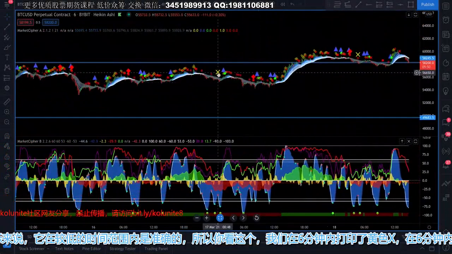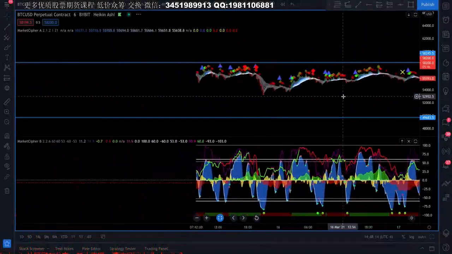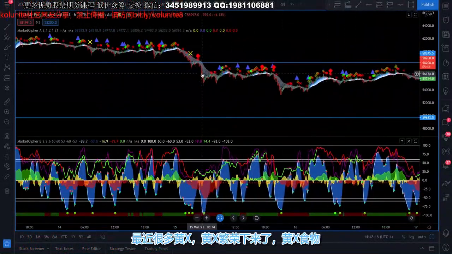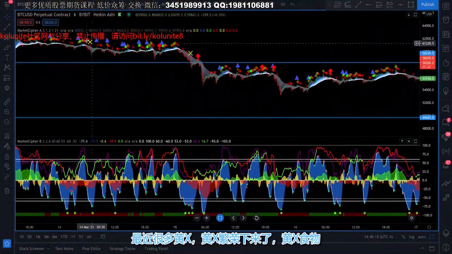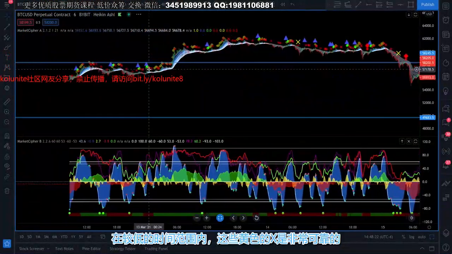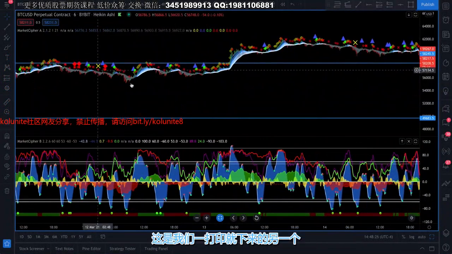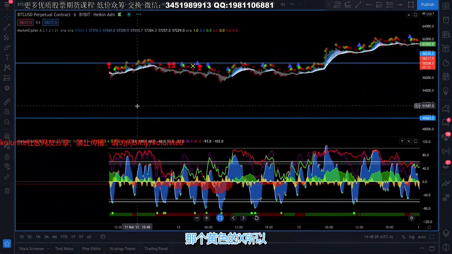See, look at this. We printed a yellow X on the 6-minute, came down. Yellow X on the 6-minute, came down. I know we've been printing a lot of yellow X's lately. Yellow X, boom, came down. Yellow X, boom, came down. On the lower time frames, guys, these yellow X's are very reliable. Here's another one. Came down right as soon as we printed that yellow X.